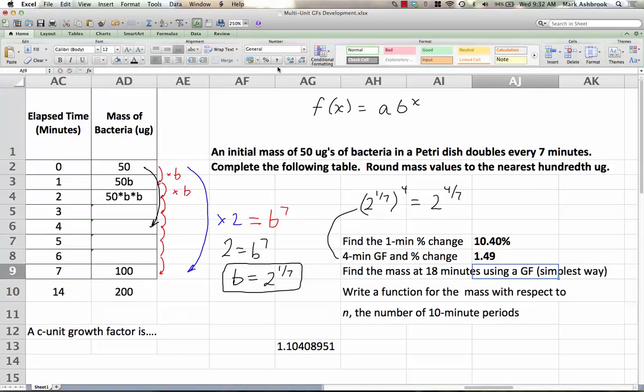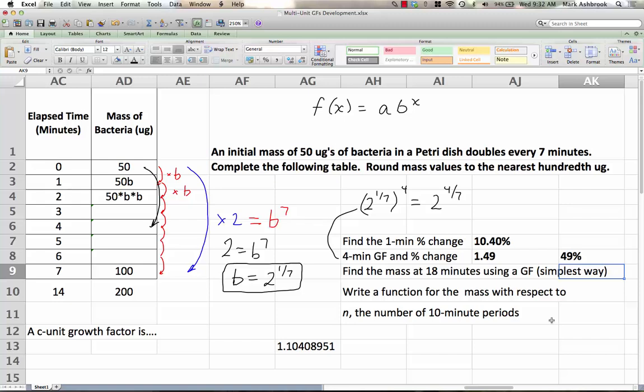Did you get 1.49? That's what I got. Percent change? 49%. Okay, so now what's the simplest way to find the mass at 18 minutes?